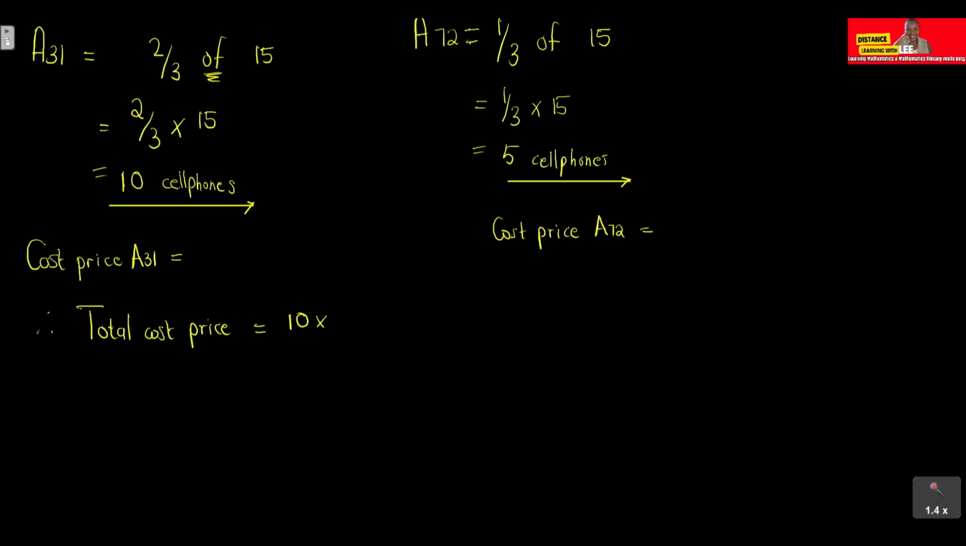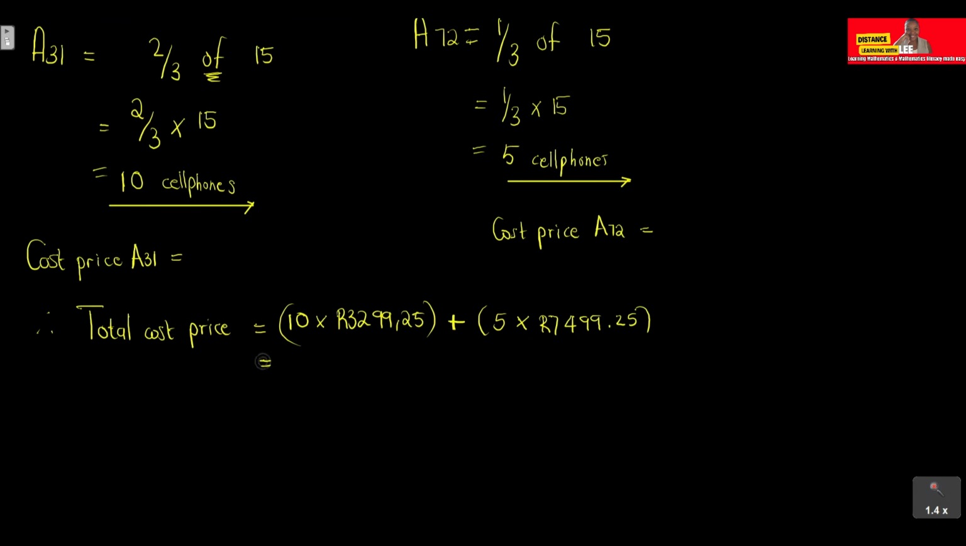And what was the cost price? We already said that it is 3,299 rand and 25 cents. Then plus, we're going to find the total cost price for the A72s. We already know that he bought 5, so you take that 5 and multiply it by the cost price for the A72, which was 7,499 rand and 25 cents.